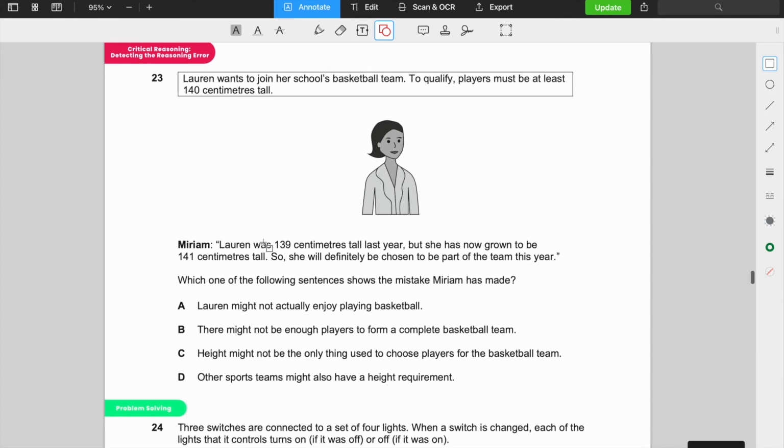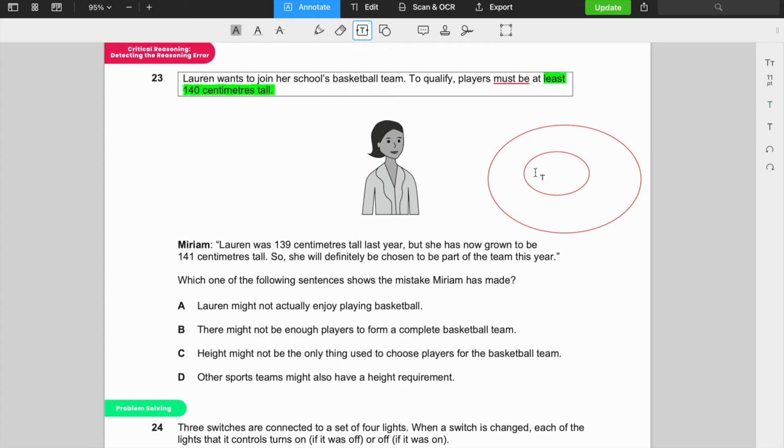Question 23. Lauren wants to join her school's basketball team. To qualify, players must be at least 140 centimeters. So clearly this is just a necessary condition, right? Because we have the words "must be", so "must be" is a necessary indicator. So all members of the basketball team are at least 140 centimeters.